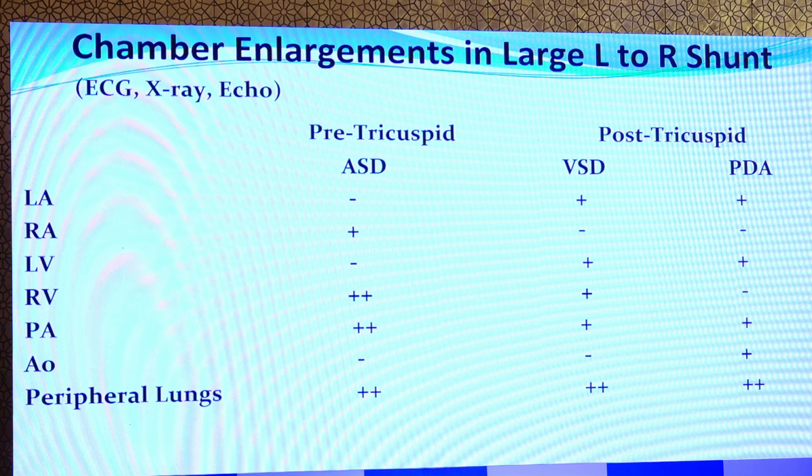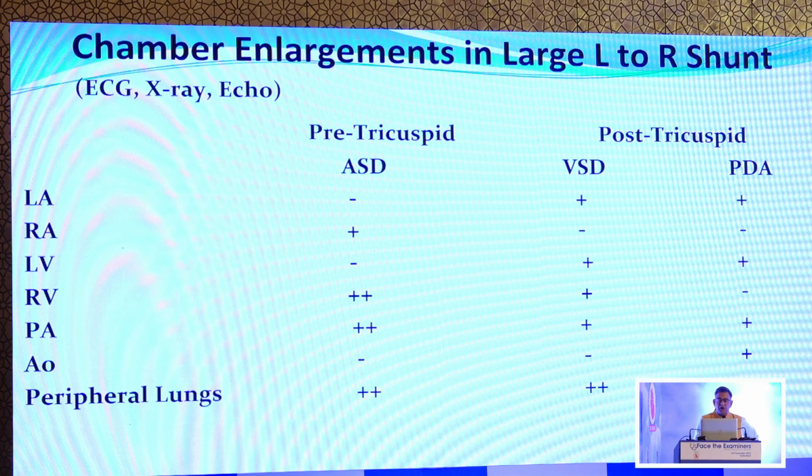In atrial septal defect, these are the chambers: left atrium, right ventricle, pulmonary artery, aorta, and peripheral lungs. This is a pre-tricuspid shunt. Left atrium will be smaller, right atrium will be larger. There will be no LV enlargement. RV will be abnormally large because of volume overload. Pulmonary arteries will be much more dilated. And then peripheral lung fields in large left to right shunts will be perfused. Aorta will not be prominent.